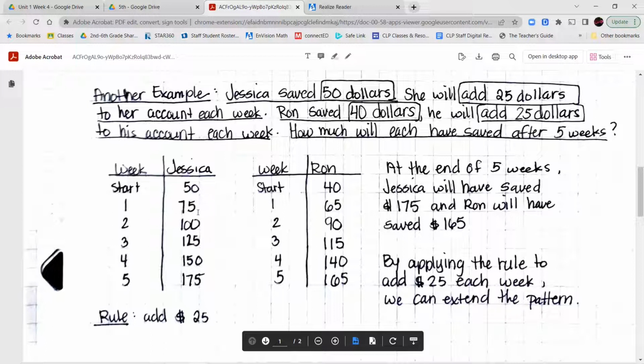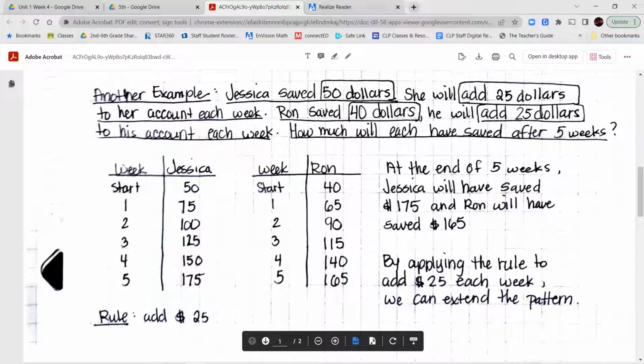So after 1 week, the 50 plus 25 will give her 75, then 100, and 125, 150, and then 175 by the end of the 5th week. For Ron, we're going to start at $40 and we're going to add 25. So 40 plus 25 gave us 65, then 90, then 115, then 140, and then 165. So by the end of the 5th week, Jessica will have saved $175 and Ron will have saved $165.